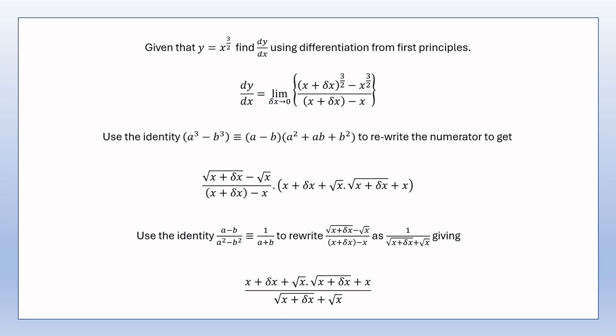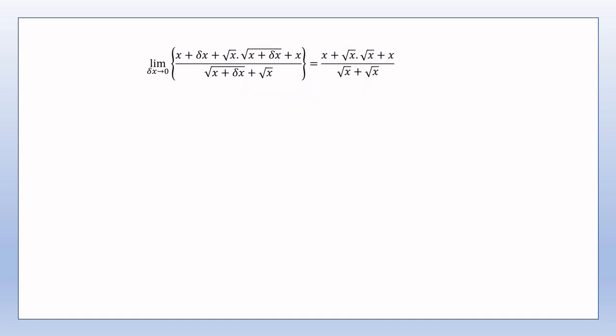And now taking the limit as delta x approaches 0 gives x plus the square root of x times the square root of x plus x over the square root of x plus the square root of x, which of course is equal to 3x over 2 times the square root of x. This of course is equal to 3 halves times the square root of x, and so therefore dy by dx is equal to 3 halves times the square root of x.